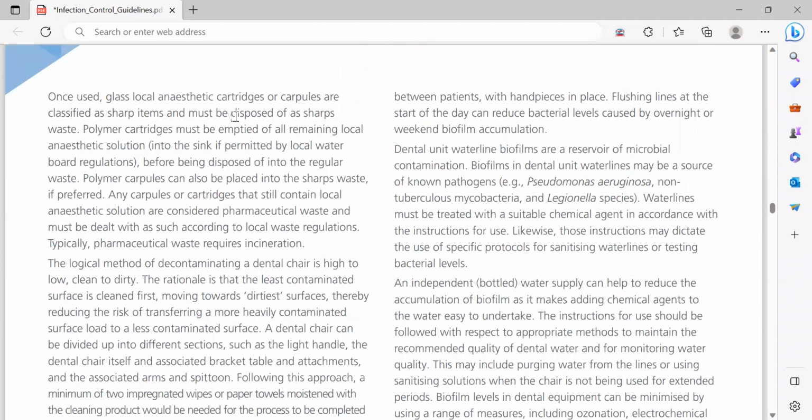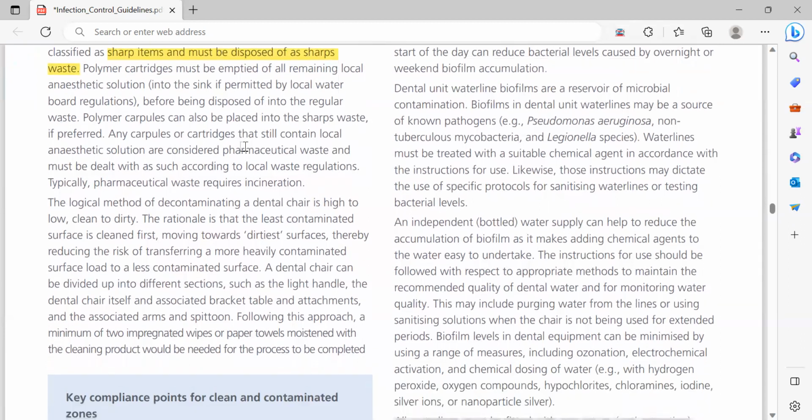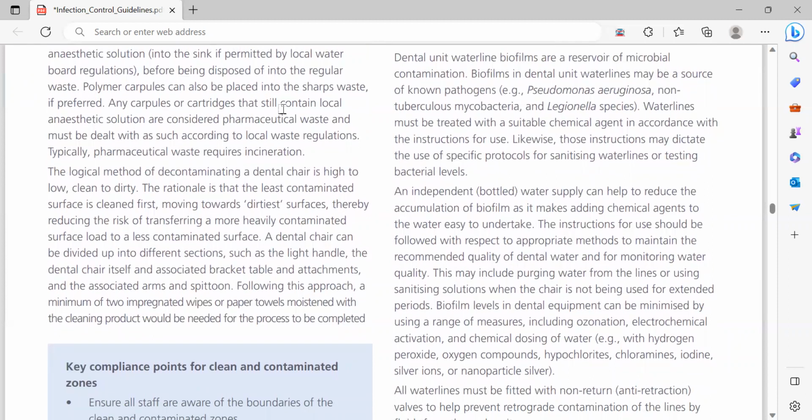Once used, glass local anesthetic cartridges or carpules are classified as sharp items and they must be disposed of in the sharp waste. Polymer cartridges must be emptied of all remaining local anesthetic solution before being disposed of into the regular waste. Polymer carpules can also be placed into the sharp waste if preferred. Any carpules or cartridges that still contain local anesthetic solution are considered pharmaceutical waste and must be dealt with according to the local waste regulation.